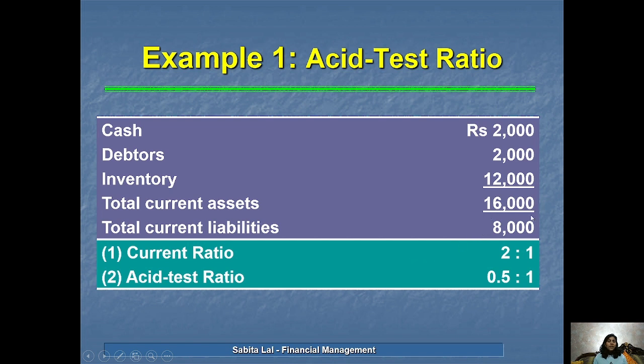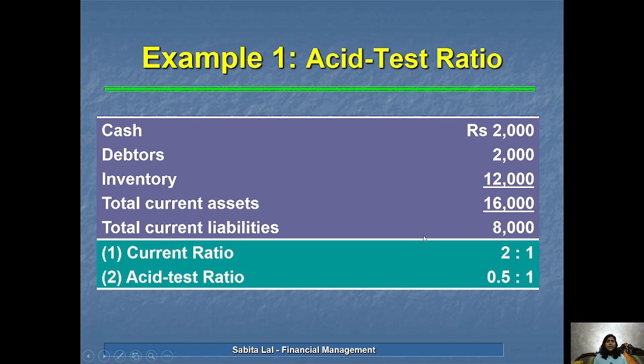So that time it is 16,000 by 8,000. So my current ratio is 2:1, and my acid test ratio or quick ratio is current assets minus my inventory. So current assets minus inventory, if I calculate it, I'll get here 4,000 divided by your 8,000.